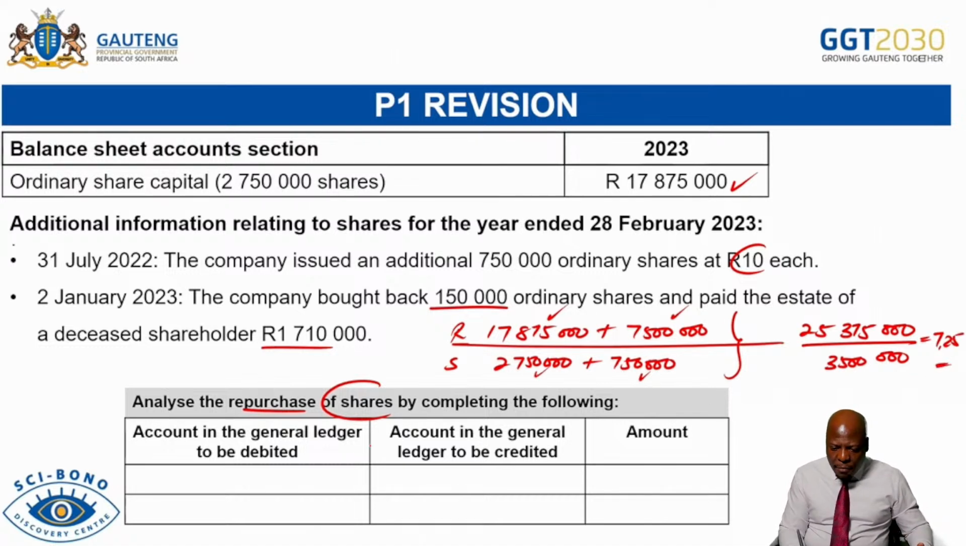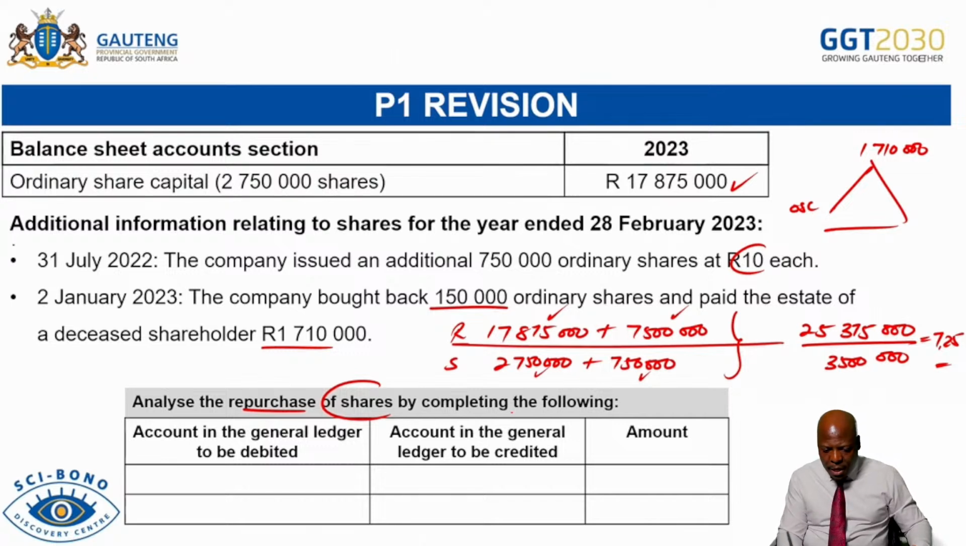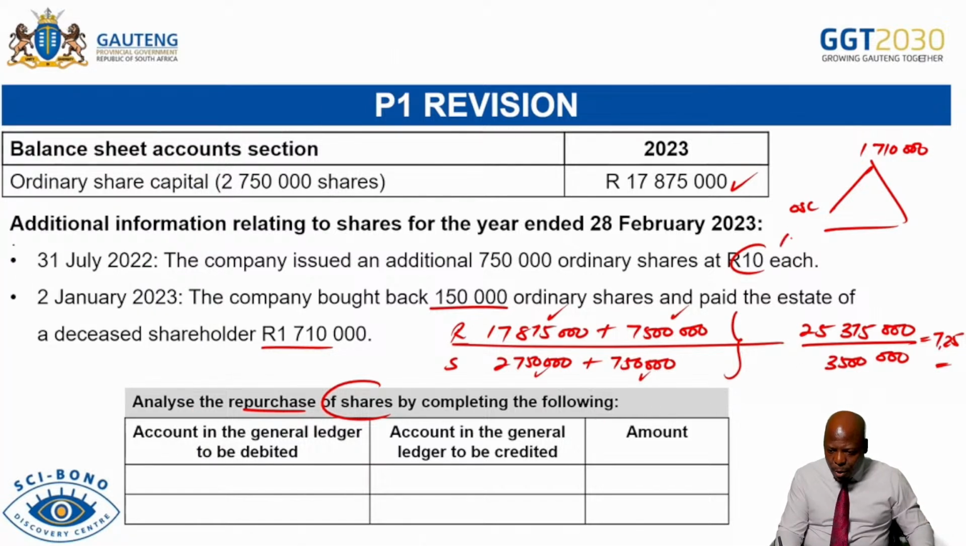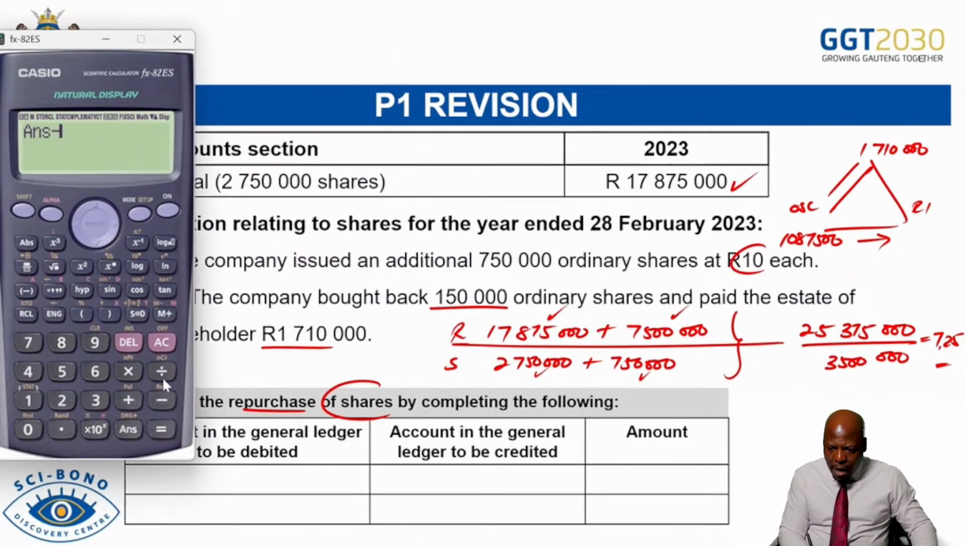So it simply means if I'm going to come here and record, I know the cash flow amount is 1,710,000. Okay, but the ordinary share capital amount is going to be 7 Rand 25. Multiply that by 150,000. That's going to give me 1,087,500. Okay, and then the difference between these two is what comes now to the retained income. Okay, so I'm going to say that minus the 1,710,000.